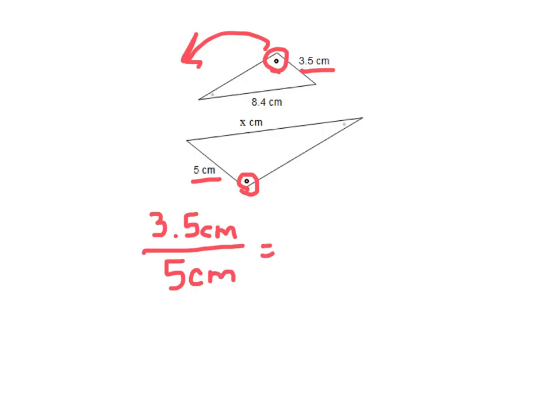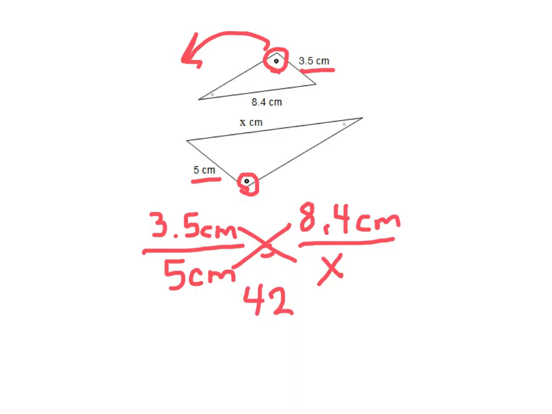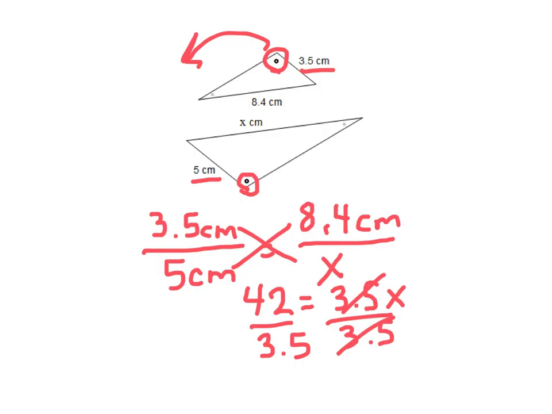All right, on the smaller shape, I have 8.4 centimeters, and that corresponds to x on the larger shape. So now I can solve my proportion by cross-multiplying and dividing. So 8.4 times 5, that's going to equal 42, and then 3.5x. Now divide both sides by 3.5. So cross multiply and divide to get our answer. All right, so 42 divided by 3.5, that comes out to equal 12. All right, so this side equals 12.